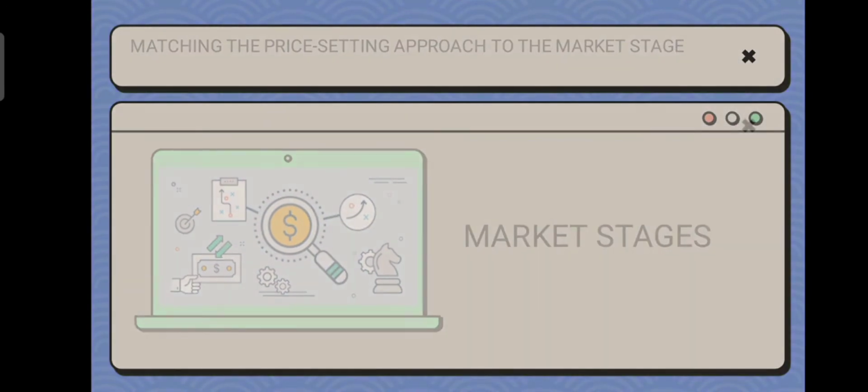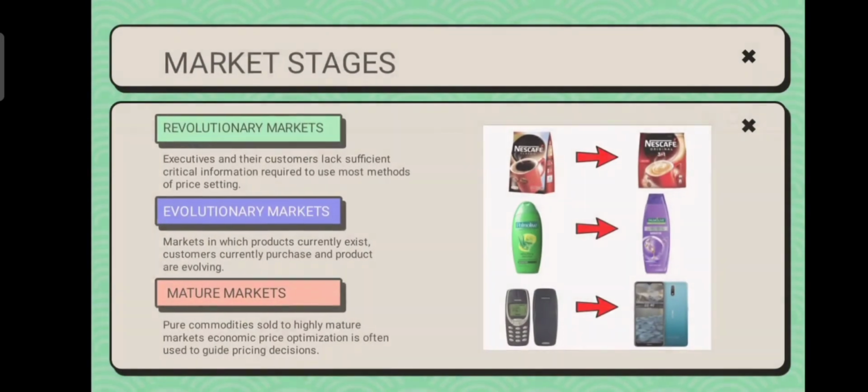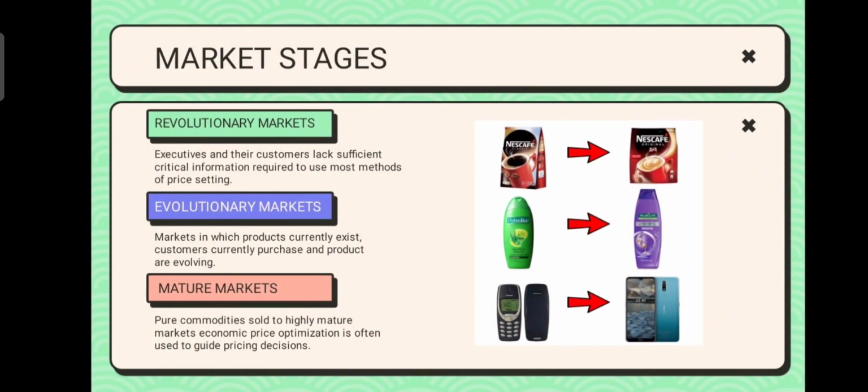Market stages. First, revolutionary markets. Executives and their customers lack sufficient critical information required to use most methods of price setting. Here, the customer and seller lack information to set prices because the product is uncommon and unique. This means it is new in the market and the customers don't know the product categories.